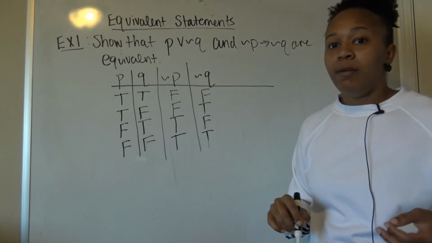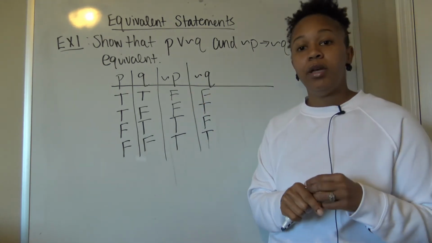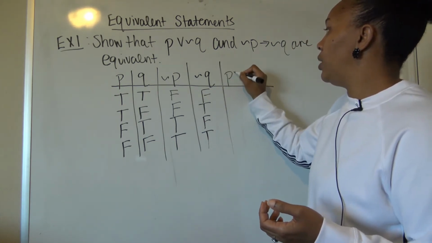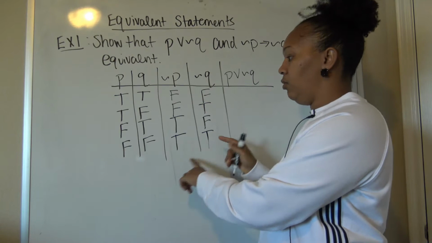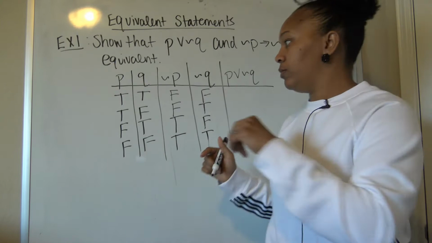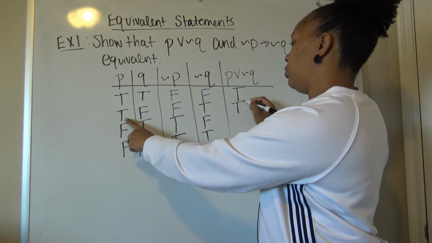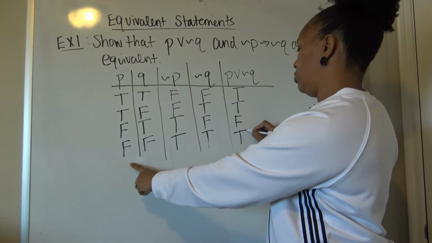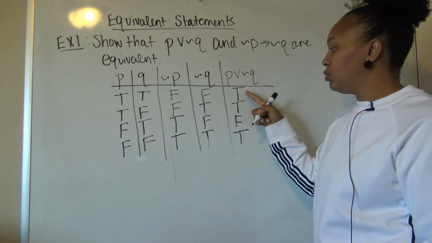All right, so now I'm trying to show that P or not Q, and if not P, then not Q are equivalent. So now I need to construct the truth value for those. So P or not Q, that means I'm looking at the P column and I'm also looking at the not Q column. Now remember, the or statement is true when at least one of the statements are true. So here the P is true. Here they are both true, so it will be true. Here neither one is true, and here the not Q is true, so it will be true. So this will be the truth values for the P or not Q column: true, true, false, true.